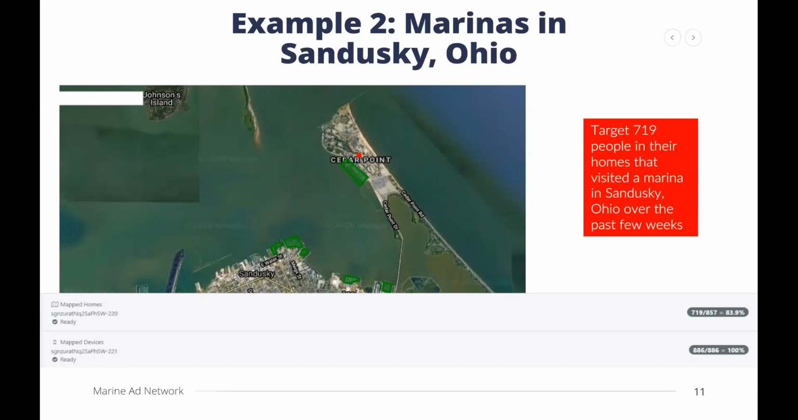So if we put in even more marinas in the Great Lakes area, this number would just continue to increase and increase. These are active boaters, guys. These are people that are on the water right now boating. And so we can take this information and we can go back and we can target directly into their homes for your service, for your parts, for any kind of product that you have to offer. So very, very, very cool.